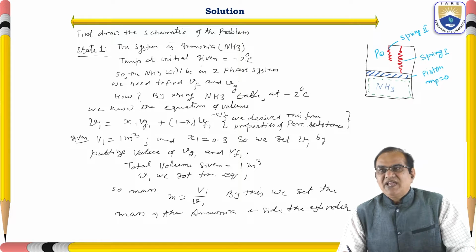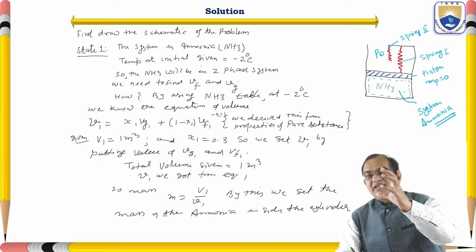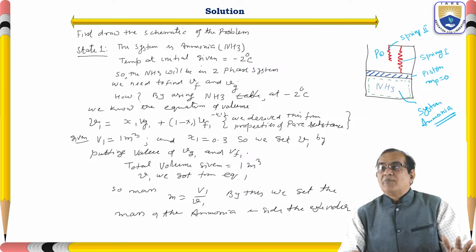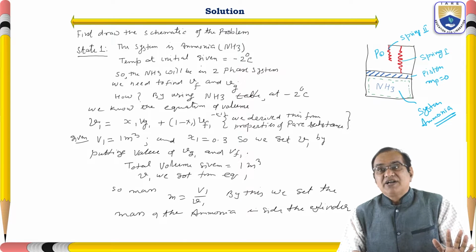Few things are given, and the remaining things we have to find out with the help of the tables, the ammonia table, because here this is the piston and this is the system. The system is ammonia. Here it is a control mass system. Your mass will remain the same at all conditions.